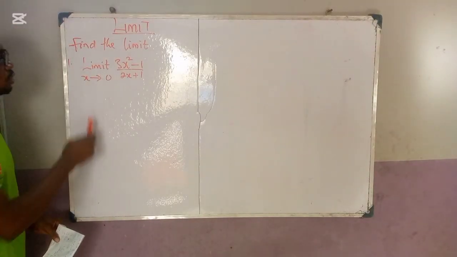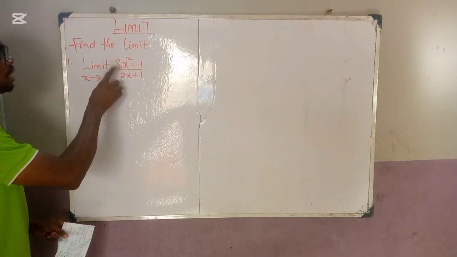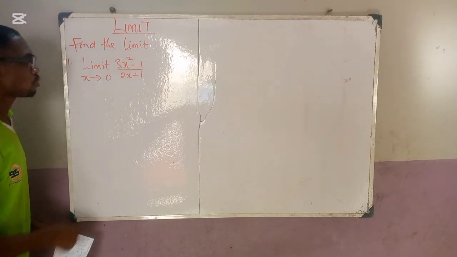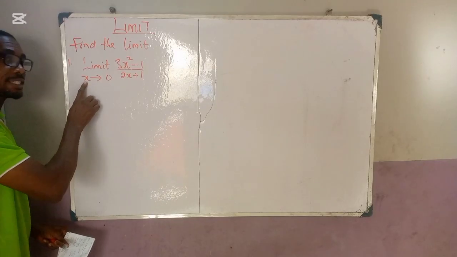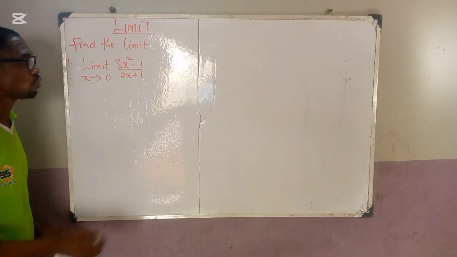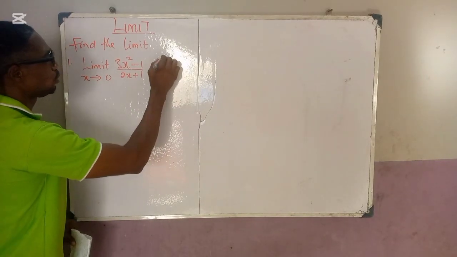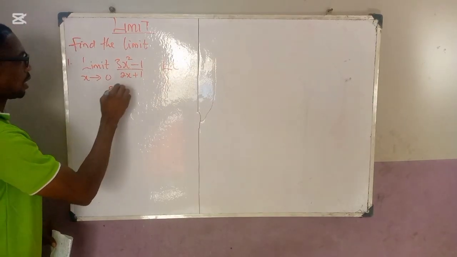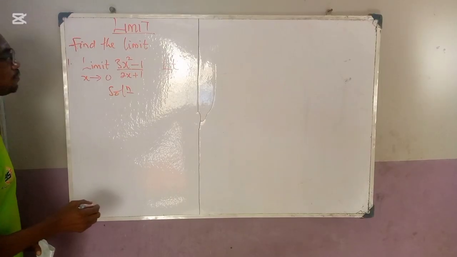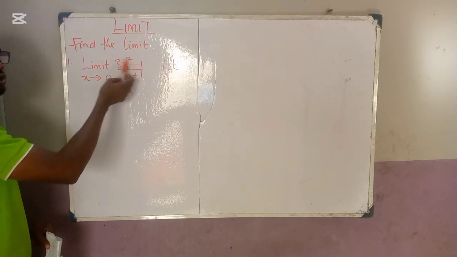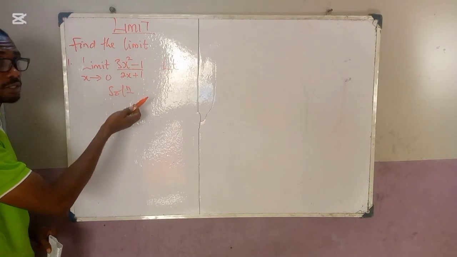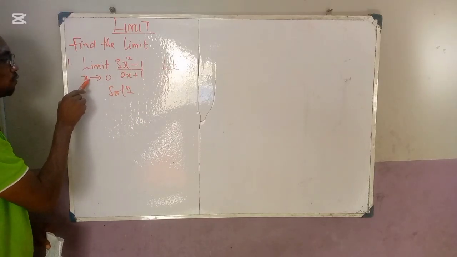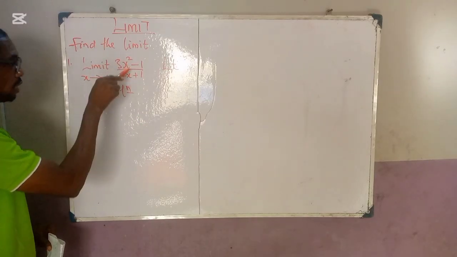You have this question: limit of (3x^2 - 1) over (2x + 1) as x tends to 0. In some other textbooks, you write the limit like this. It's the same thing. How do you do this? In this case, there's nothing you can do, no algebra, you can't factorize. So you can afford to plug in the value x tends to, 0, directly.